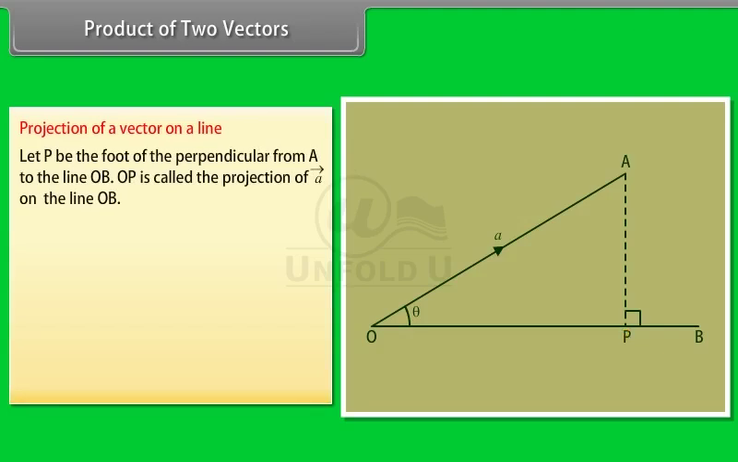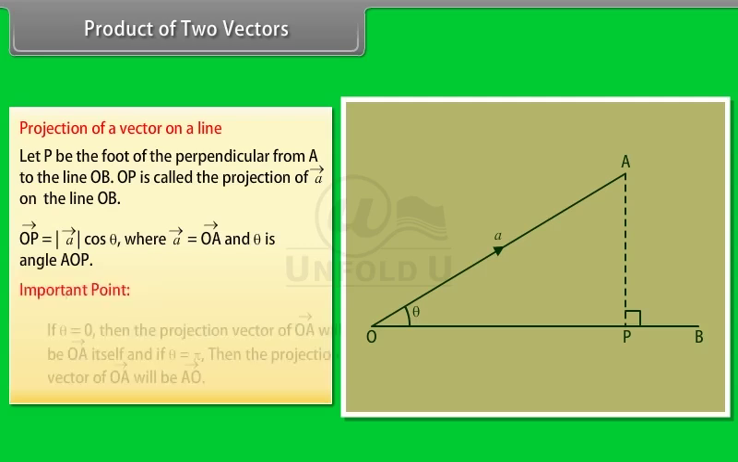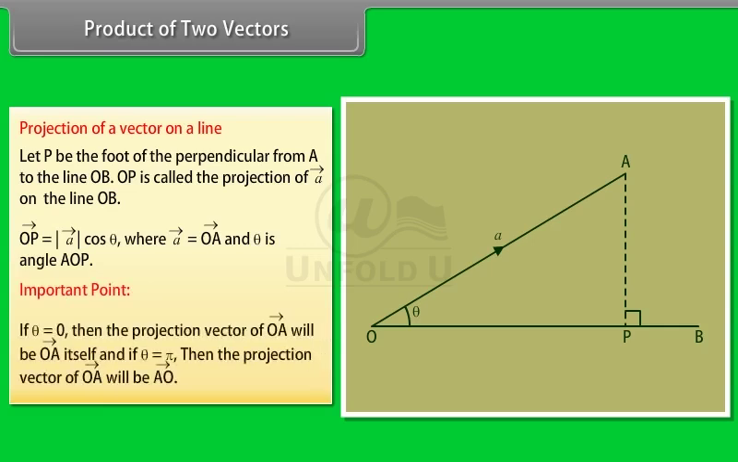Projection of a vector on a line. Let P be the foot of the perpendicular from A to the line OB. OP is called the projection of vector A on the line OB. Vector OP is equal to the magnitude of vector A times cos theta, where vector A is equal to vector OA and theta is angle AOP. Important point. If theta is equal to 0, then the projection vector of OA will be vector OA itself, and if theta is equal to pi, then the projection vector of OA will be vector AO.